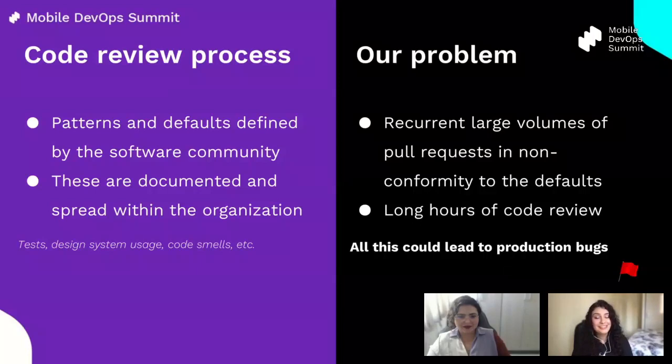Nevertheless, that wasn't enough for code review quality problems to cease to exist. We often had large volumes of pull requests with quality problems that led to long hours of review and discussion with different teams that are not so mature in these quality patterns. All of this could also lead to production bugs if you let them go without following the rules. It was not a simple task whatsoever.